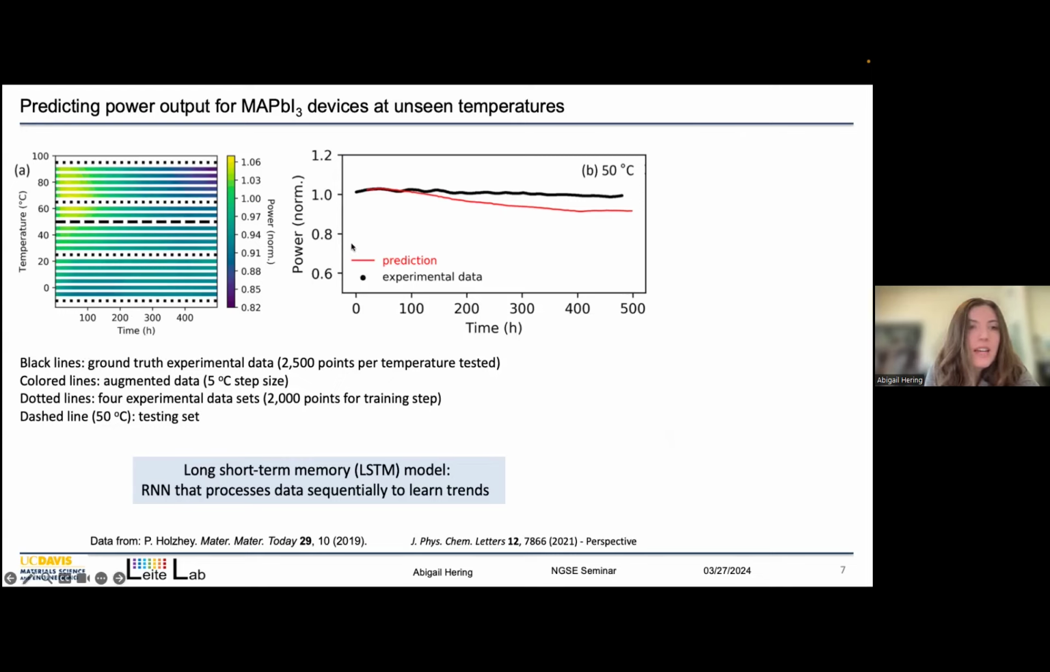So that means these points were filled in with linear interpolation. And then the power is predicted at these different temperatures using long short-term memory, which is a recurrent neural network that processes data sequentially to learn trends. So this model has like a memory of past states. So it's very accurate at making time-dependent predictions.